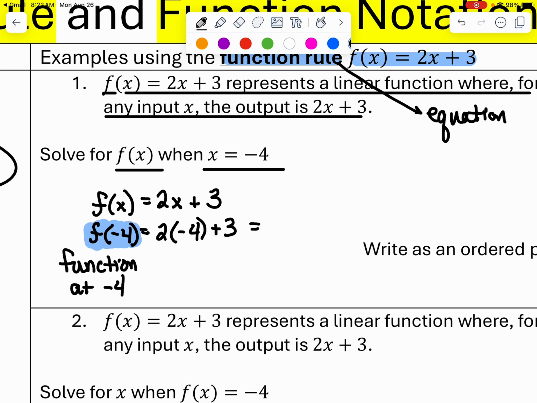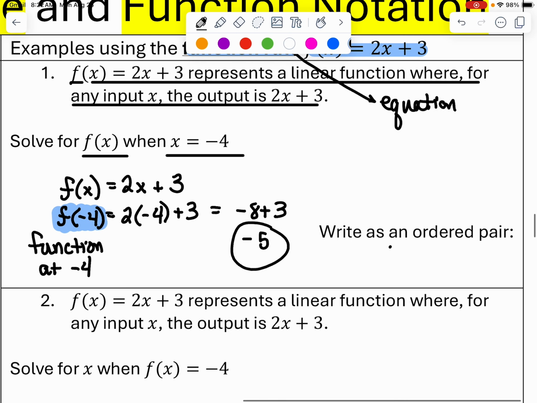So that's going to be negative 8 plus 3, which is negative 5. So the answer is negative 5. If you want to write it as an ordered pair, remember you would write the x value first, negative 4, and the answer we got, negative 5.